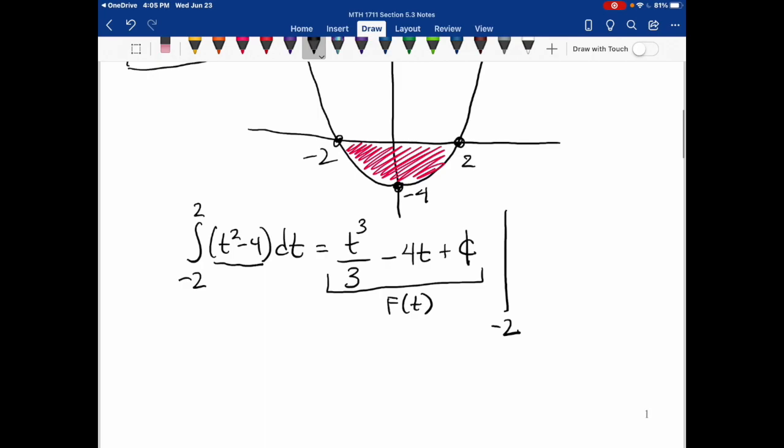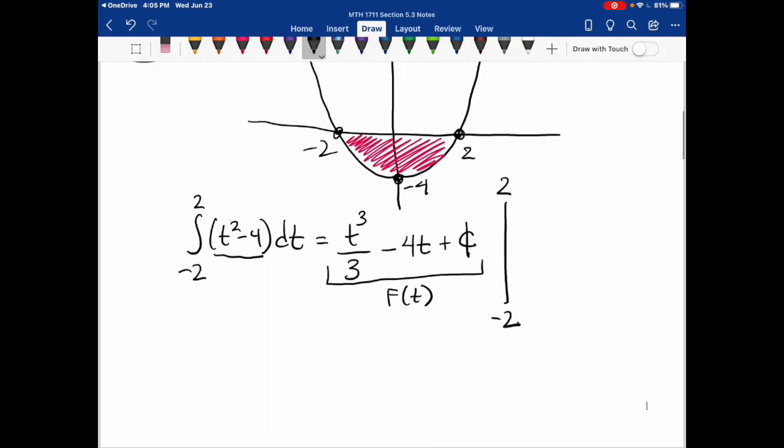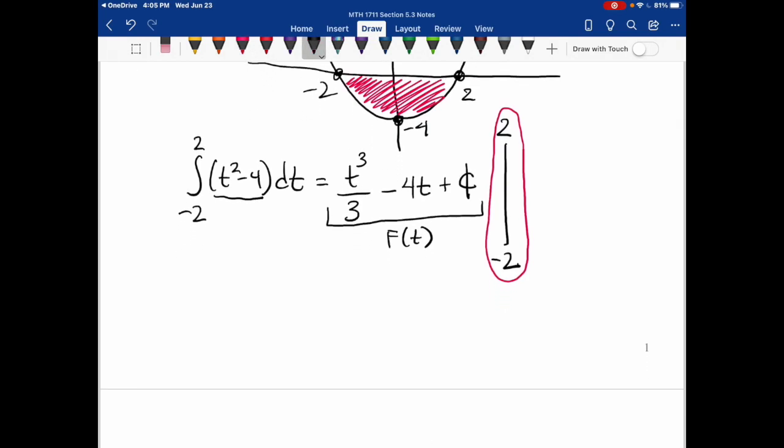Now I want to evaluate this on the interval from -2 to 2. This is the notation, and you might not have seen this before. This is the notation you use for evaluating it on an interval. You put your upper limit at the top, the lower limit at the bottom, and you just put a vertical line in between the two. So this is telling me to plug in 2 first. So I'm going to make a note here. Plug in 2 first. That's your upper limit.